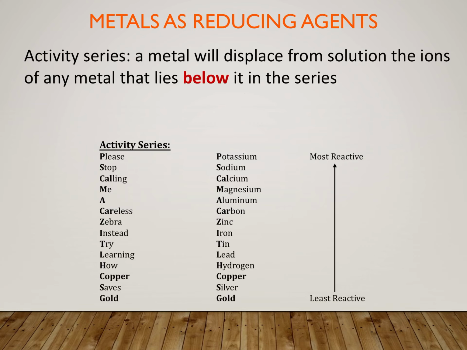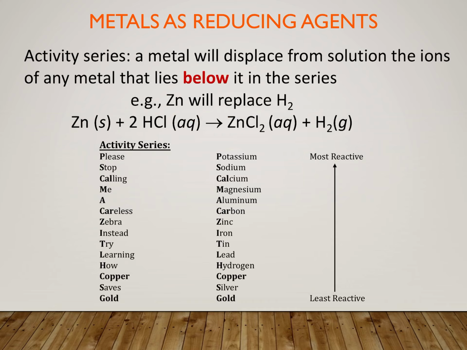To figure out whether or not a reaction will happen, for example, if we have zinc reacting with hydrochloric acid, we find zinc, so here's zinc. Zinc lies above hydrogen in the activity series, which means zinc will replace hydrogen in a compound. Zinc will kick hydrogen out. You can think of zinc being stronger than the hydrogen. So it will kick hydrogen out of there and it will bond with the chlorine and leave hydrogen by itself.